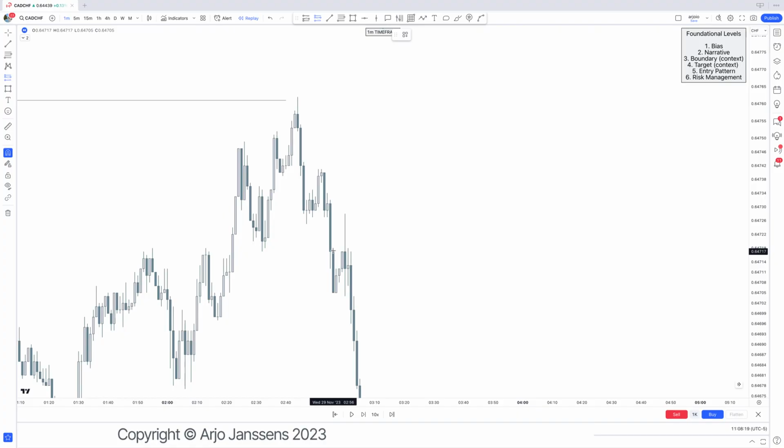So our entry could be somewhere around there. Again, the entry type is not really relevant right now. It's whatever we talked about in the previous video. It's more so looking at the stop loss placement here. The stop loss placement, what would it be?